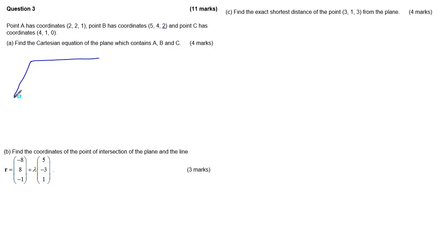So if we have a quick sketch of the plane, then we've got A at (2, 2, 1), B at (5, 4, 2), and C at (4, 1, 0).